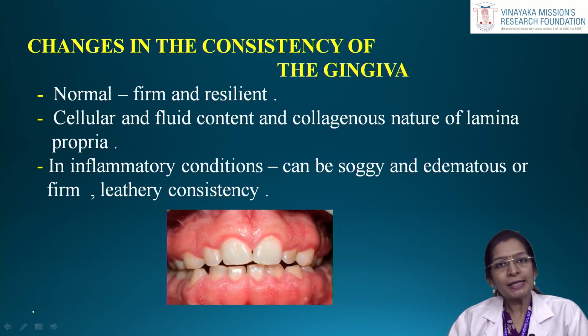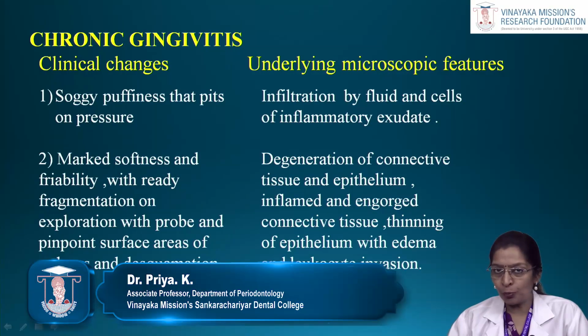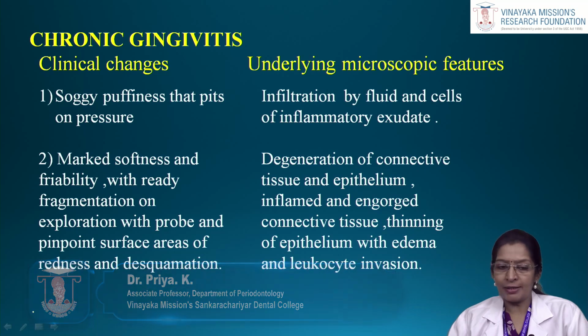Moving on to the changes in the consistency of the gingiva. The normal gingival consistency is usually firm and resilient. It is because of the cellular and fluid content and the collagenous nature of the lamina propria. In inflammatory conditions, especially in chronic gingivitis, it can be either soggy, edematous, or firm and leathery in consistency. Let us see what the underlying microscopic features behind this consistency are.